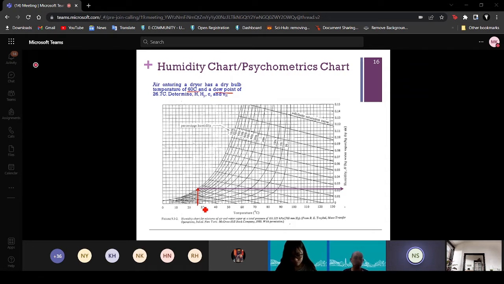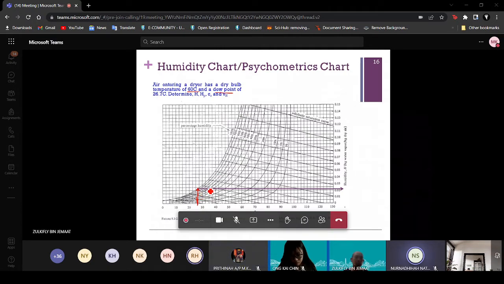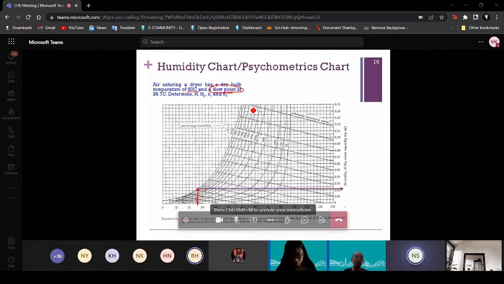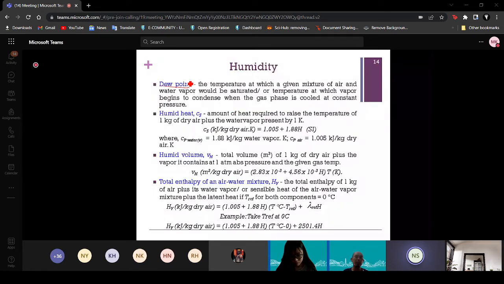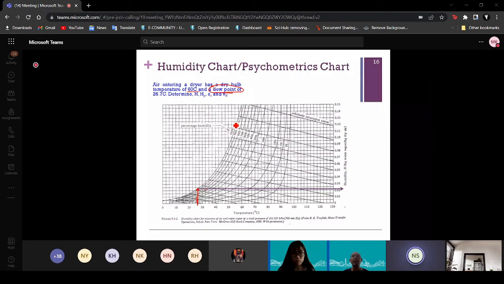Okay, so you ada 26.7. You just draw one vertical line. Of course, maybe some of you are asking where we should stop, because you have percentage here, right? Because it's dew point, remember what's the meaning of dew point? Tengok balik, dew point tu apa? Dew point is the temperature at which a given mixture of air and water vapor would be saturated, or the temperature at which vapor begins to condense. Vapor tu gas jadi liquid. So meaning that you are at this saturated air condition, which means you are at 100% humidity.